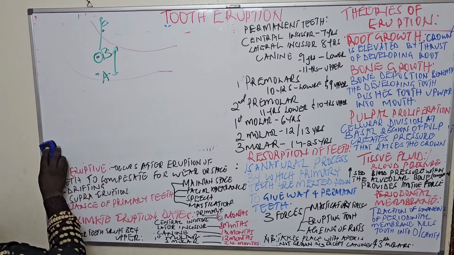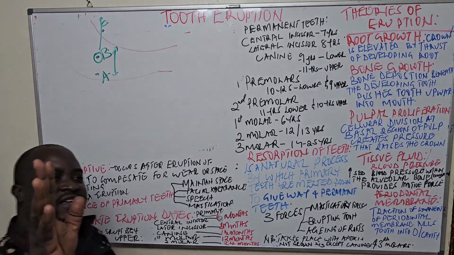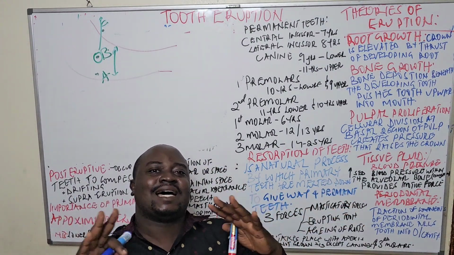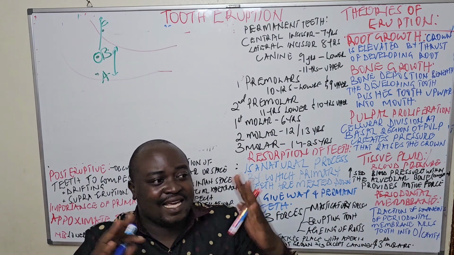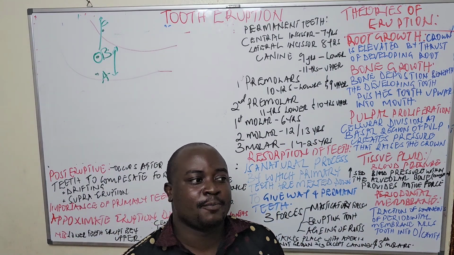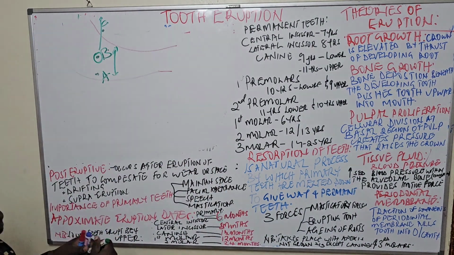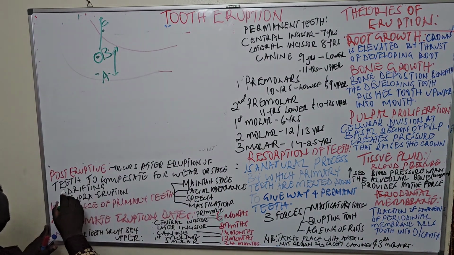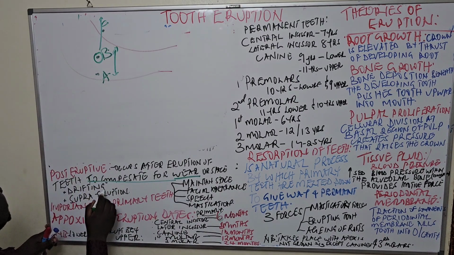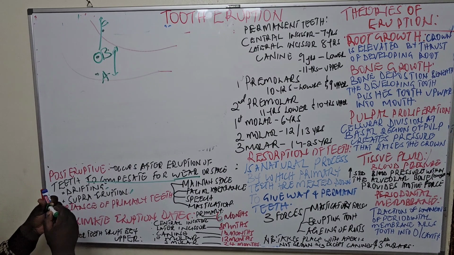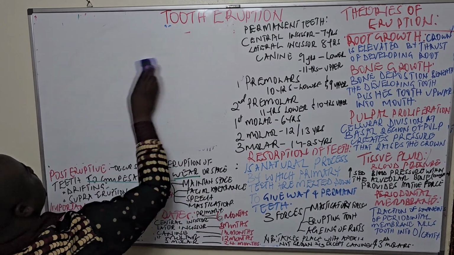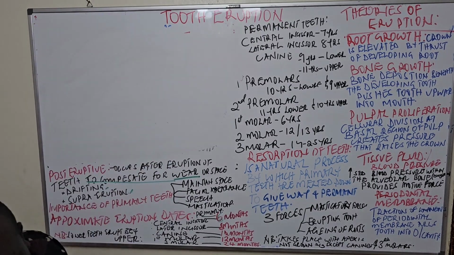What of the post-eruptive phase? This is a phase which takes place at a later time of the individual. For example, this is made, as we have stated here, to compensate for tooth wear or space, for example drifting and supra-eruption. What are we talking about? We talked about the positioning of teeth, what we call articulation.